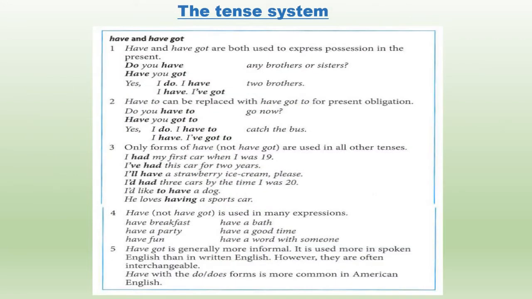Now let's have a look at have and have got. Sometimes have and have got are used for the same purpose. Both are used to express possession in the present. For example, do you have any brothers or sisters? Or have you got any brothers or sisters? Yes, I do. I have two brothers. Or yes, I have got two brothers.